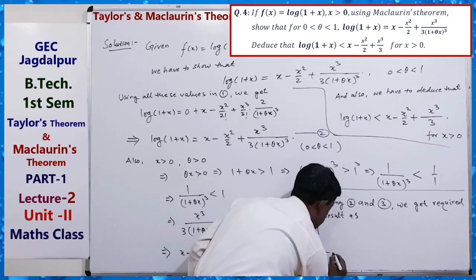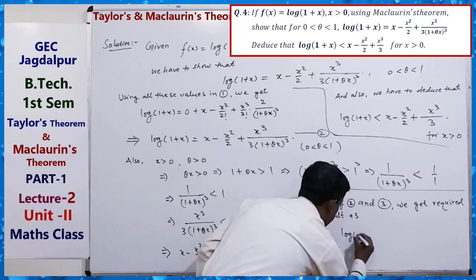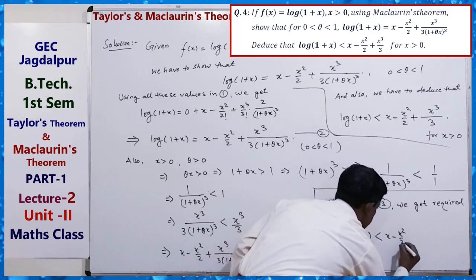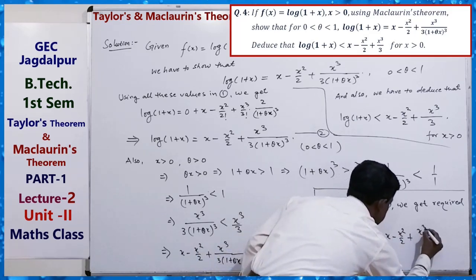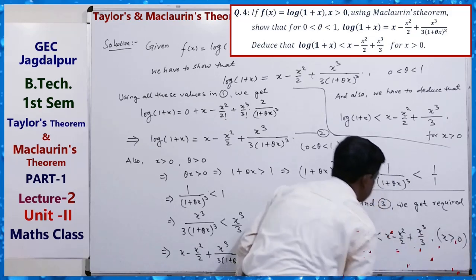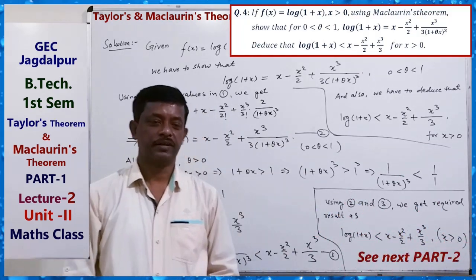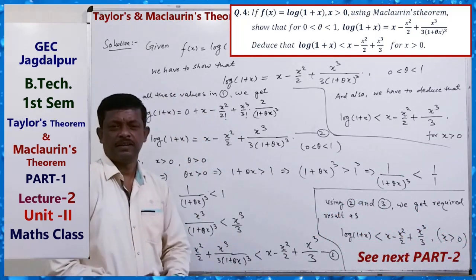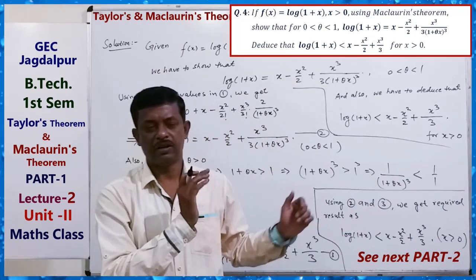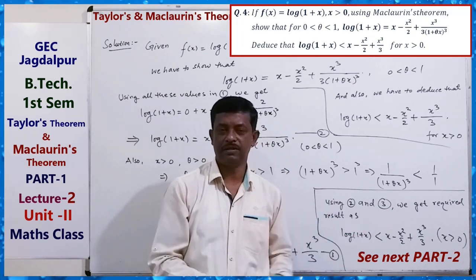Question 3: log(1 plus x) is less than x minus x square by 2 plus x cube by 3, x greater than 0. So by using Maclaurin's theorem or Taylor's theorem with remainder form, you can get the result as given in the question. Okay.